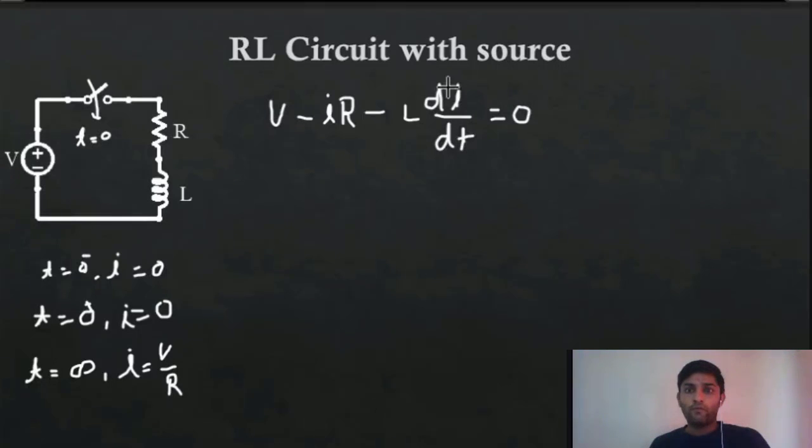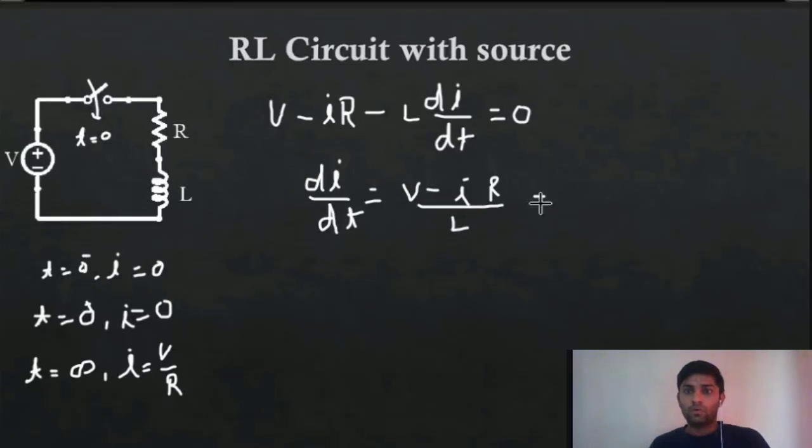So what will I do? I will take di by dt on one side, so you will get di by dt equal to V minus IR divided by L. You can write this equation as 1 by L times V minus R I, or as V by L minus R by L times I.